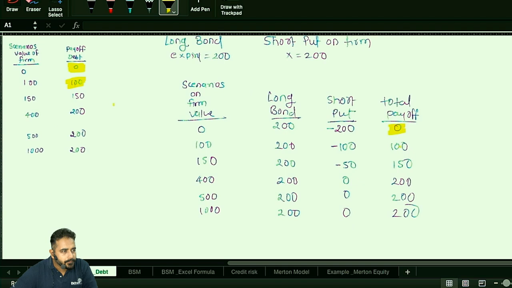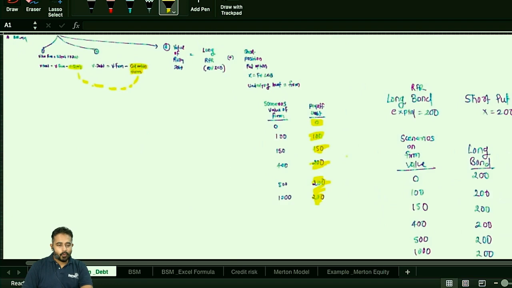Third, here payoff is 150. Here payoff is 150, right? The numbers are matching. Here payoff is 200. And then we have 200 for all the remaining three scenarios, because I get the entire payoff because the value of the firm has gone up, right?